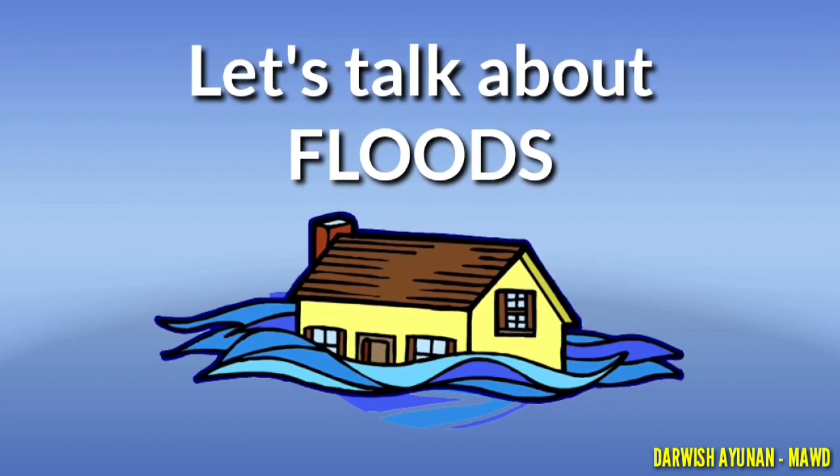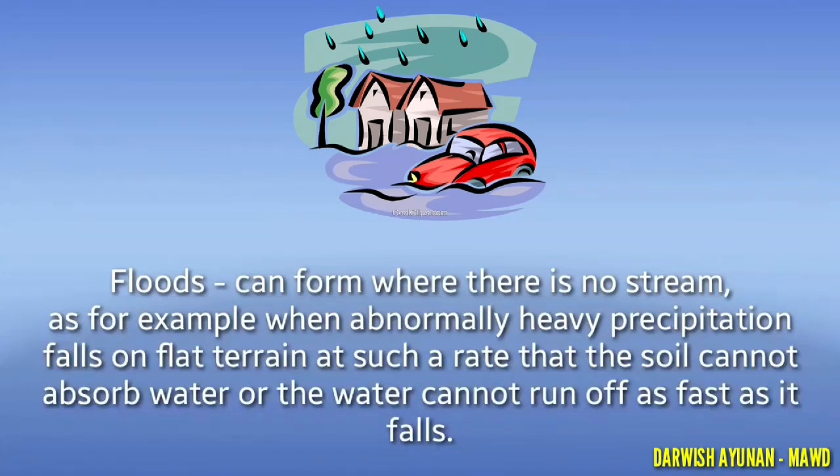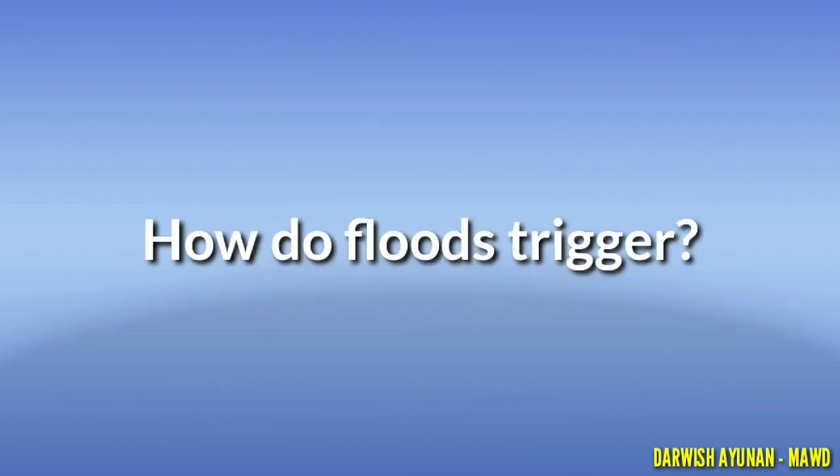Let's talk about floods. Floods are the most frequent type of natural disaster and occur when an overflow of water submerges land that is usually dry. Floods are often caused by heavy rainfall, rapid snow melt, or a storm surge from a tropical cyclone or tsunami in coastal areas. Floods can form where there is no stream, as for example, when abnormally heavy precipitation falls on flat terrain at such a rate that the soil cannot absorb water or the water cannot run off as fast as it falls. How do floods trigger?